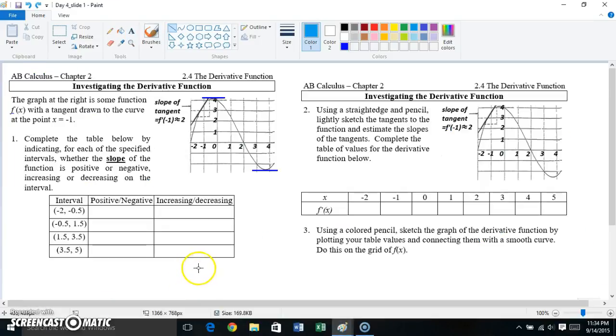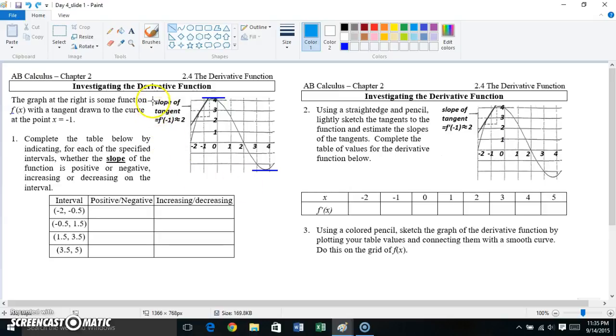So taking a look at our notes, here we have a graph of the function f of x. It appears in this limited window to look like a cubic function, a positive cubic function, so it's going up and then down and then up. What we'd like to do is draw tangent lines to the curve at various points and just get an idea of what the slope of each tangent line is.